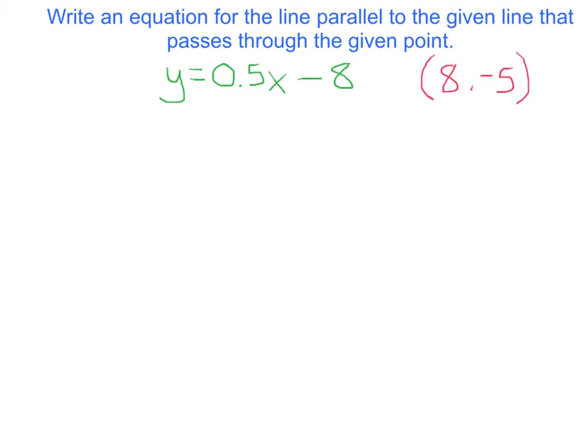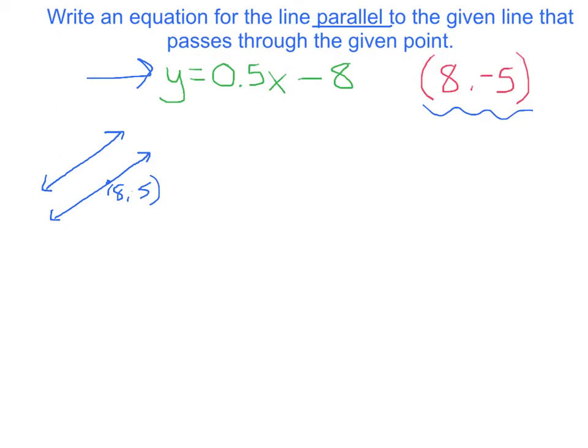Okay, in this next example, it says to write an equation for the line that is parallel to this given line and that the new line goes through this point. So if you have 0.5x minus 8 creating a line, we want to know what is the equation of a line that is parallel to it, and our new line goes through the point (8, -5). So that's what we're asking.